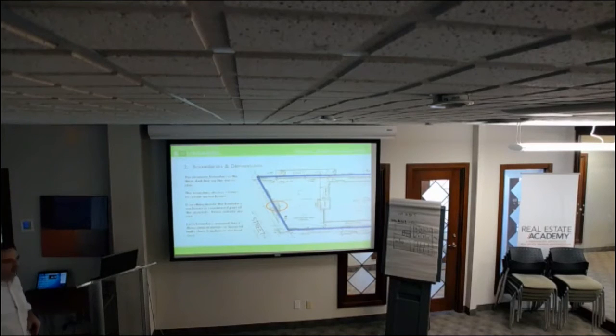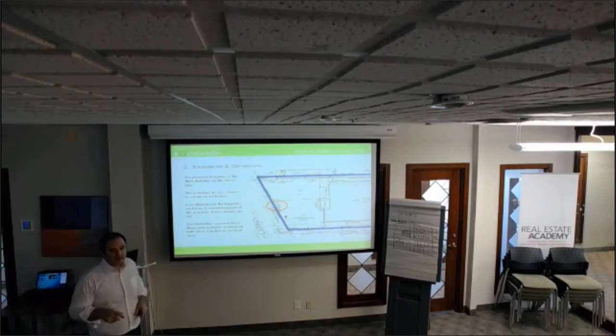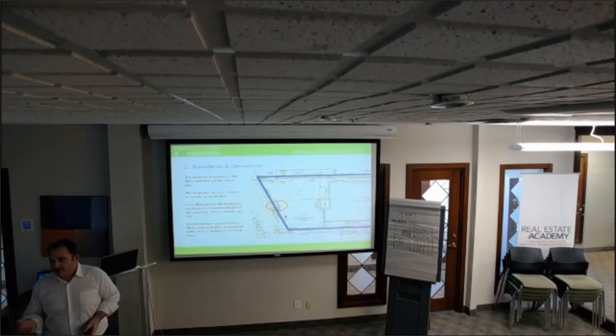If it's decimal feet and it says 6.5, a lot of people make the mistake of thinking that that's 6 feet 5 inches. It's not. It's 6 feet 6 inches.